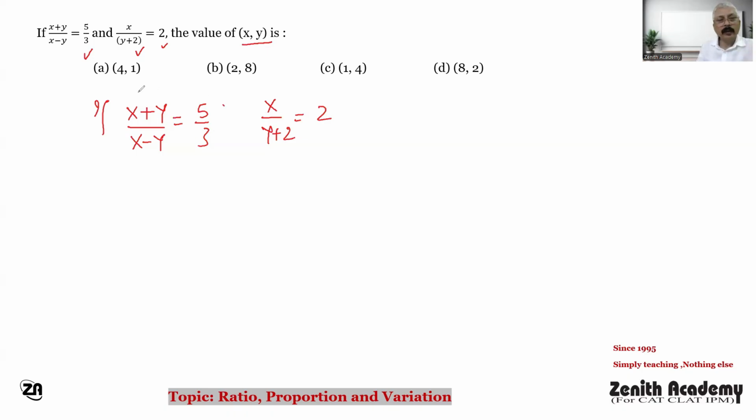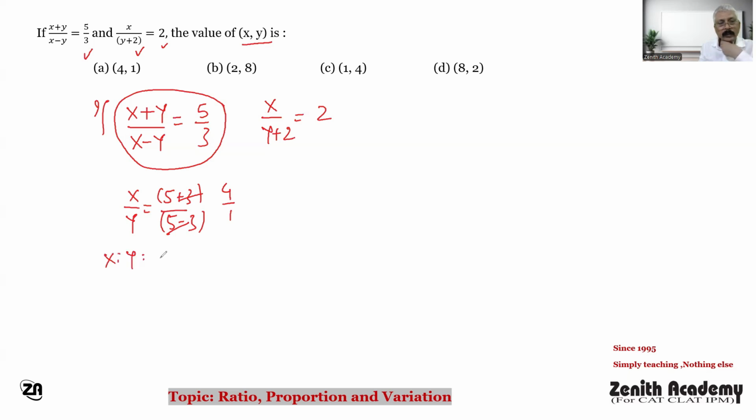Look here, by using componendo and dividendo, you can understand this x upon y is (5 plus 3) upon (5 minus 3). So it is 8 upon 2, means 4 by 1. So I can say x is to y is 4 is to 1, which suggests x is equal to 4k and y is equal to k.